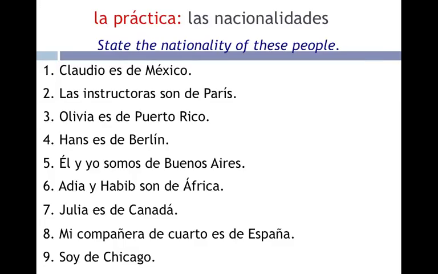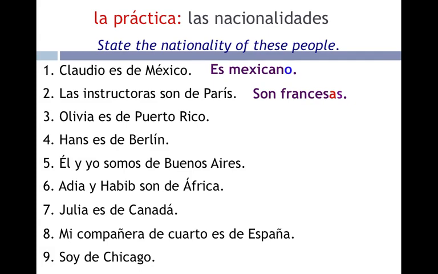So un poco de práctica, state the nationality of these people. So let's look at un ejemplo. Claudio es de México. Claudio is from Mexico. So how would I say, cómo se dice, he is Mexican? I didn't bother to put the subject pronoun él in because we already know who we're talking about. Es mexicano. Número 2. Las instructoras son de París. Cómo se dice? They are French. Careful because it's feminine plural. Son francesas. The feminine is francesa, the plural francesas.